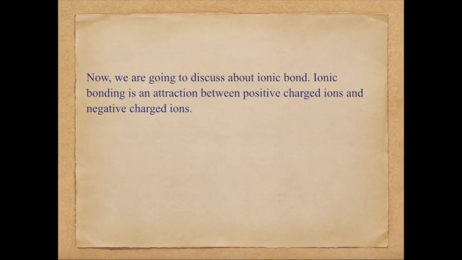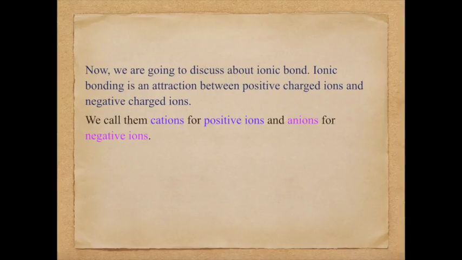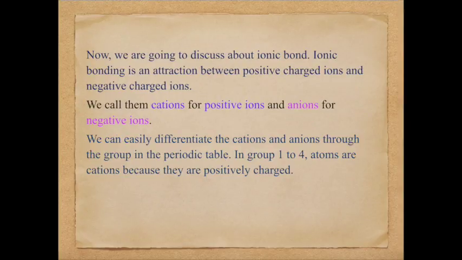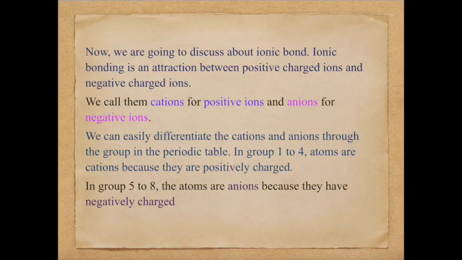Now we are going to discuss ionic bonding. Ionic bonding is an attraction between positively charged ions and negatively charged ions. We call them cations for positive ions and anions for negative ions. We can easily differentiate the cations and anions through the group in the periodic table. In group 1 to 4, atoms are cations because they are positively charged. In group 5 to 8, the atoms are anions because they are negatively charged.